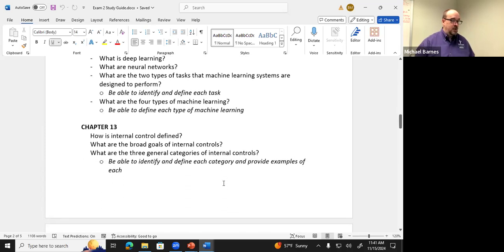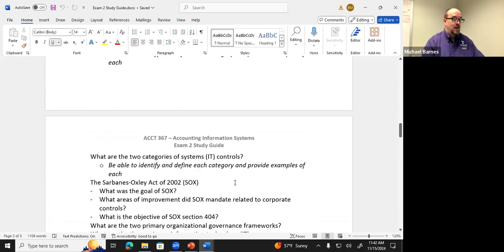All right, 3 general categories of internal controls: preventive, detective, corrective. Please make sure you can define each of those categories, determine how they're used, and provide examples of each. This is obviously very important because I'm big on control, so make sure you can identify those. In that regard, those are general internal control categories. We're talking about categories of IT controls. Those are going to be general and access controls, and application controls.